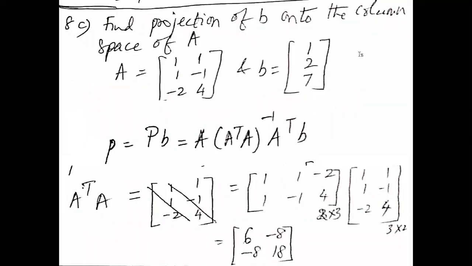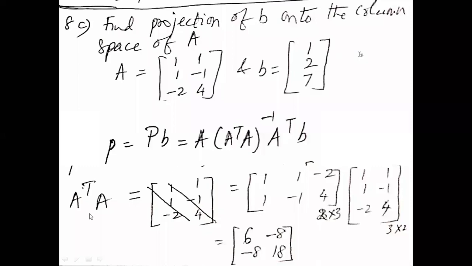8C is finding the projection of B onto A. Right? So we need to find the projection of this matrix B onto A. In yesterday's lecture we have seen that we can find this projection using this formula, which is nothing but the matrix A into A transpose A product inverse into A transpose B. So we go step by step.